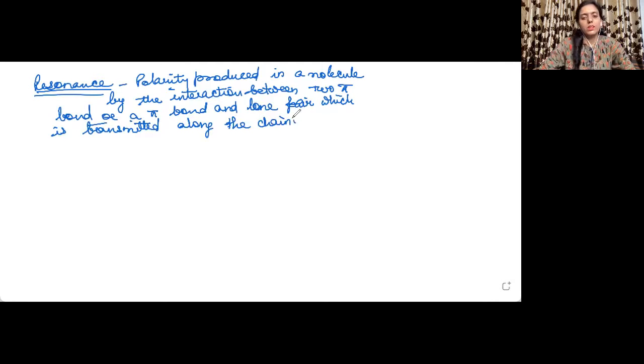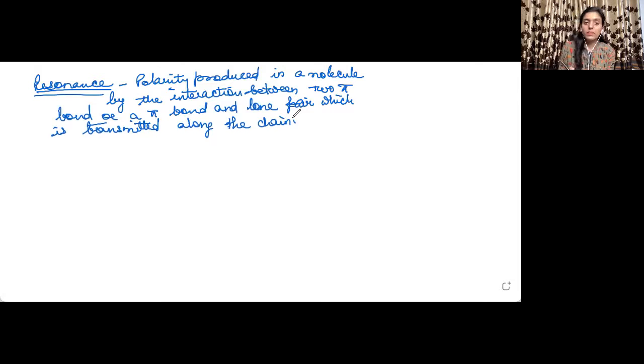Now don't go into this if you're not getting it. Polarity will be produced. Polarity is when there are negative and positive charges, whether it is a partial positive and negative charge or a complete positive and negative charge. So we will be moving into understanding what is resonance effect, and how it impacts the electron charge density on different positions of the benzene ring and how it operates in straight chains.